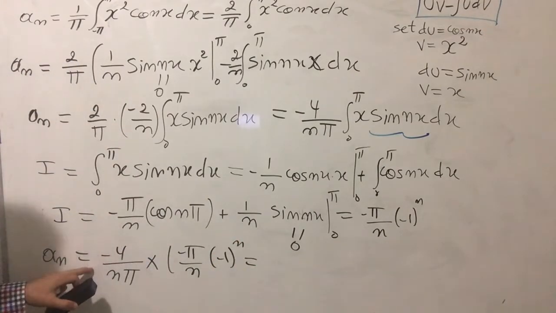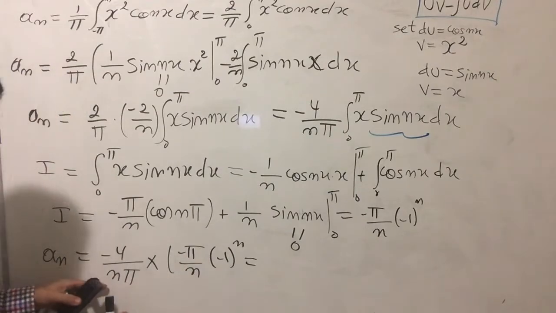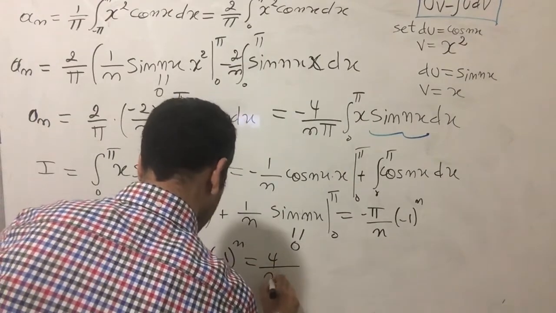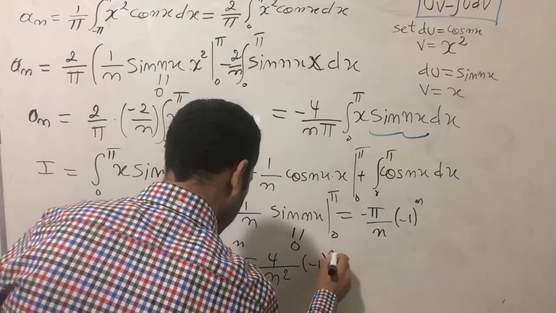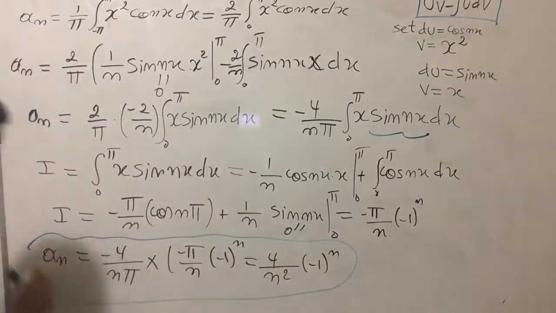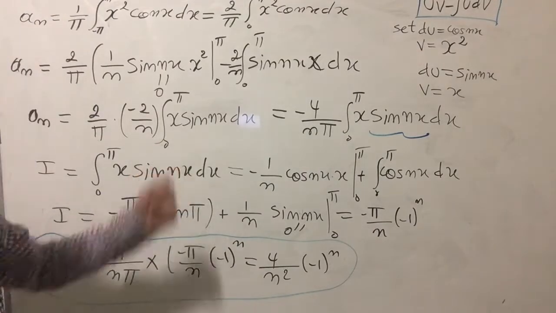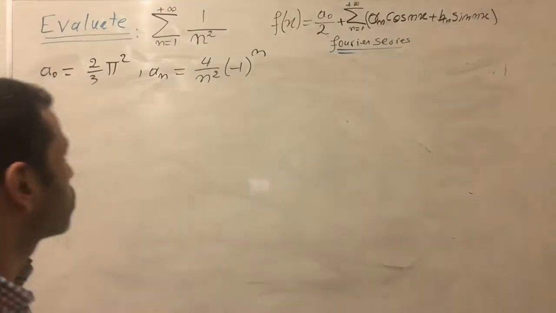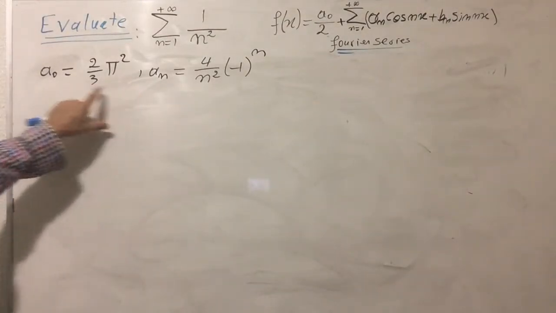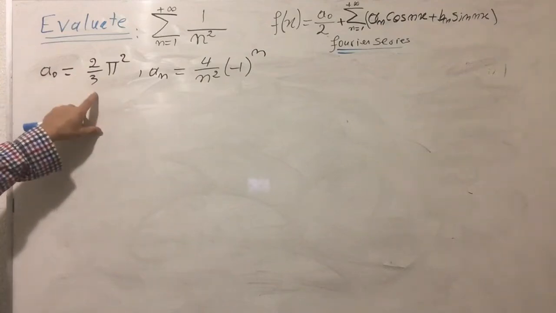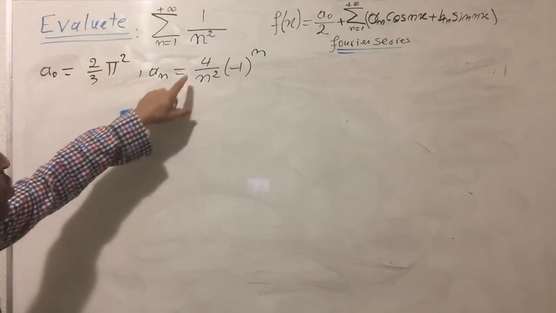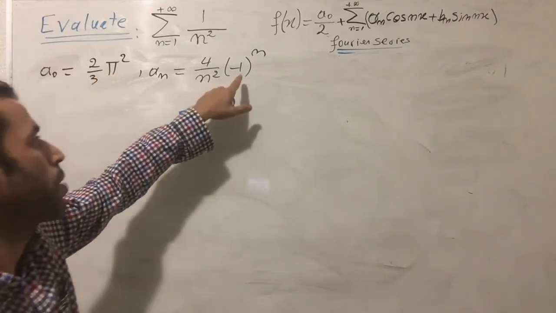The minus with this minus becomes plus. This pi will be cancelled out. I will have 4 over n squared multiplied by minus 1 to the n. So this is the value of a sub n. I'm going to bring this one at the top and continue with our problem. So now we already found these values: a naught equals 2 over 3 multiplied by pi squared, and a sub n equals 4 over n squared multiplied by minus 1 to the n.